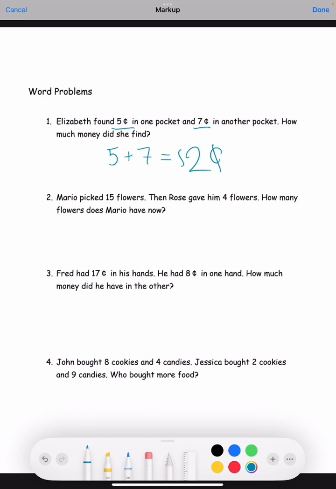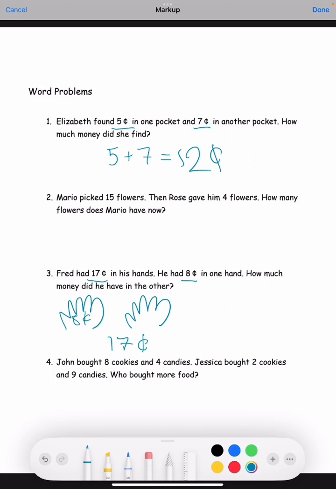All right, let's look at number 3. Fred had 17 cents in his hands. He had 8 cents in one hand. How much money did he have in the other? All right, so let's draw this out a little bit. Fred had, those are Fred's hands, and he had 17 cents in total. In both of his hands, the money added up to 17 cents. And we know that in one hand, he had 8 cents. So let's just say this hand had 8 cents.